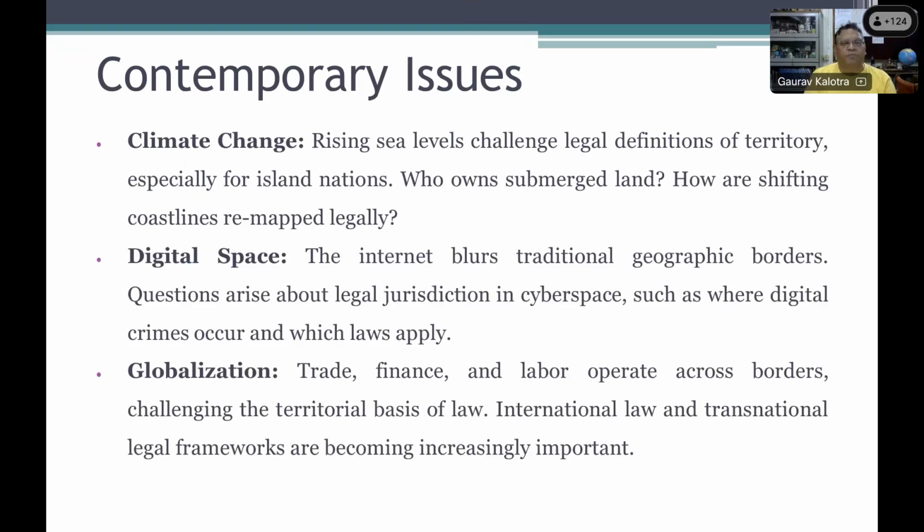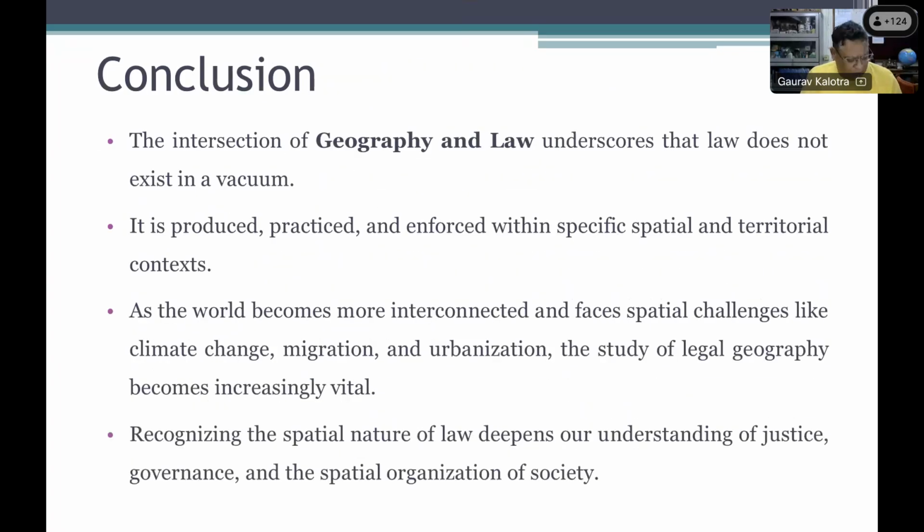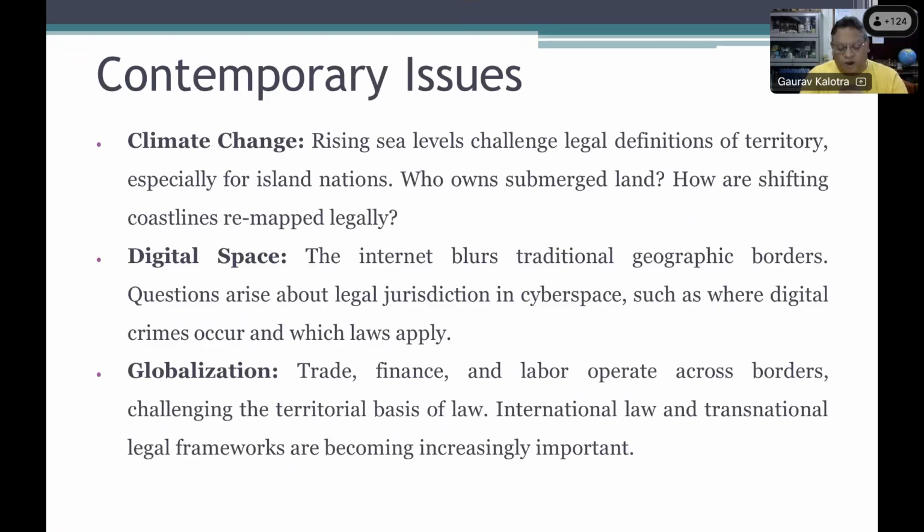Now, there are contemporary issues: climate change, digital space, globalization. These we have discussed earlier also. Before moving on to the conclusion, there is another issue which I haven't noted here, but which needs to be addressed in coming times. I'll give you an example of this: space exploration.